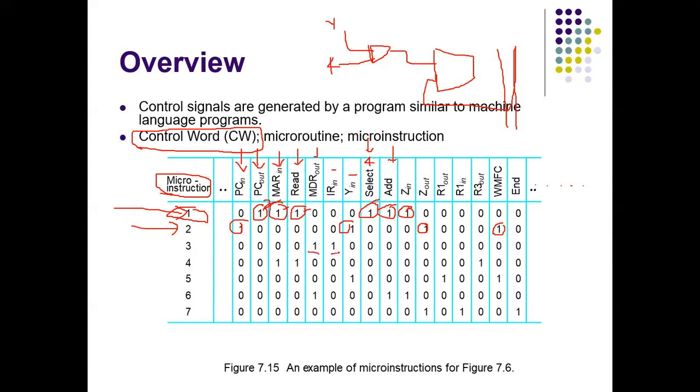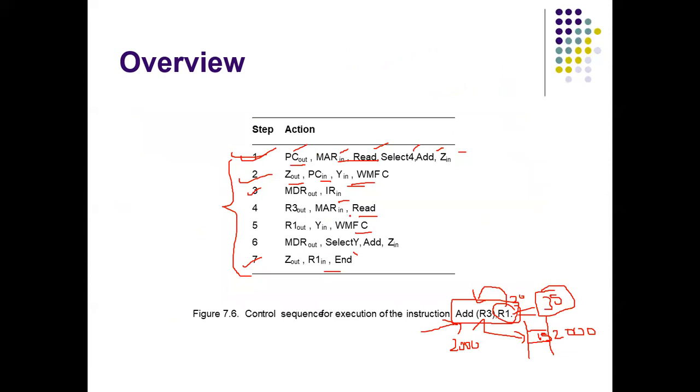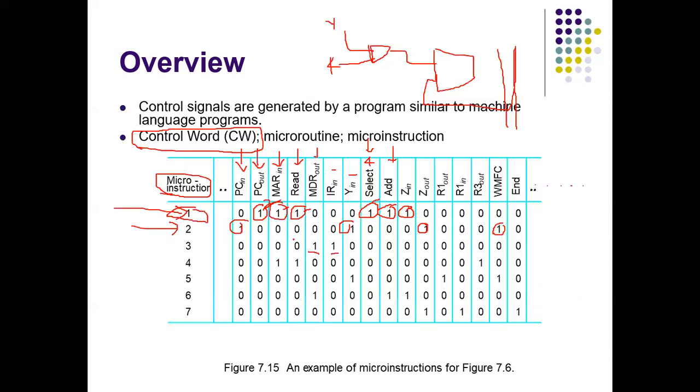Okay. Similarly, in the fourth step, R3 out, MAR in, and read. R3 out, MAR in, read, okay. All these are done in one clock cycle, so it can be of any order. That's not an issue. Within this clock cycle, it can be of any order. But before this is done, the previous clock cycle's micro instruction should be completed.